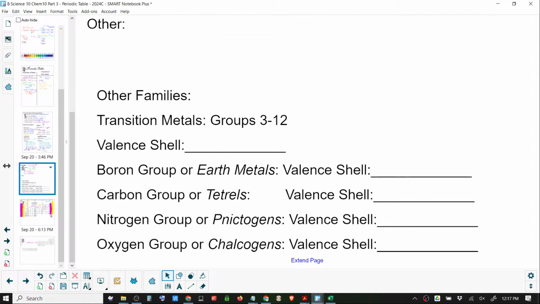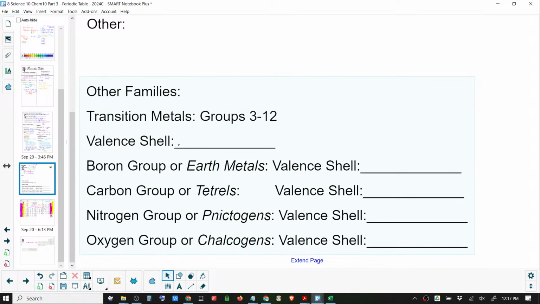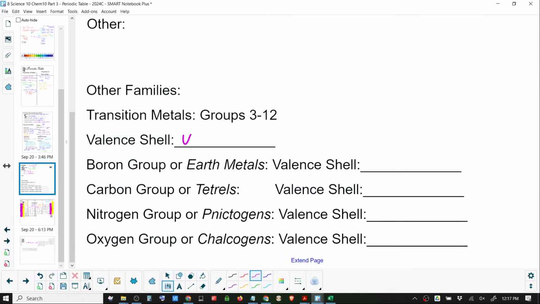So, transition metals, groups 3 to 12, their valence shell is varied. I'm not going to worry about them too much. However, the boron group, or the earth metals, how many electrons in its valence shell? 3.